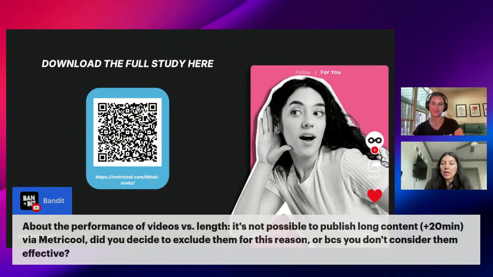I'm going to put this one up. In terms of performance of videos versus length, there is a little bit of a discrepancy with the rollouts of TikTok and who has what features. We do have quite a lot of people who still don't have the 30-minute videos, who are just getting those 10-minute marks. Because of that, we really stuck to those main ideal lengths. That's not to say that in the future we might not include longer form content, especially as we're seeing those averages go up, but that is why it's not necessarily stated in our study.